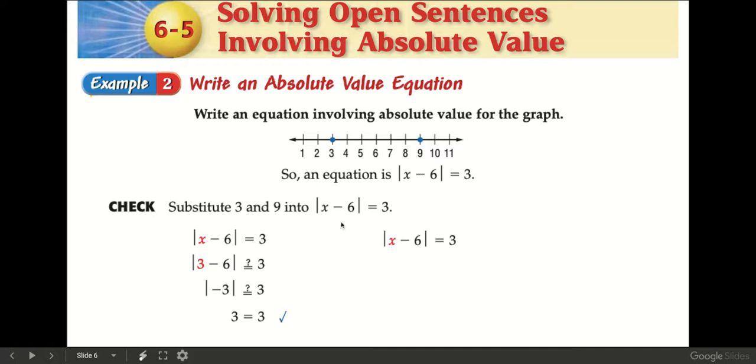Now let's try it with the other value, 9. That was another one of the original answers that we got. So 9 minus 6 is 3, and the absolute value of 3, what is its distance to 0? It's 3 units. So 3 equals 3. It checks out. So clearly the equation that I wrote works because I know the original answers work.